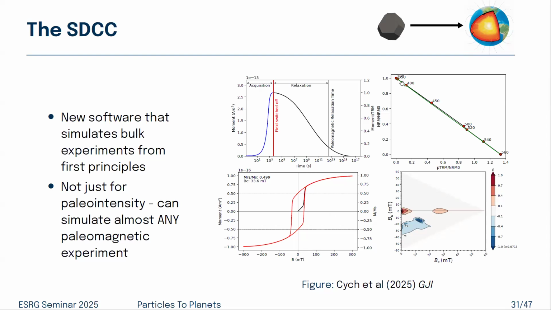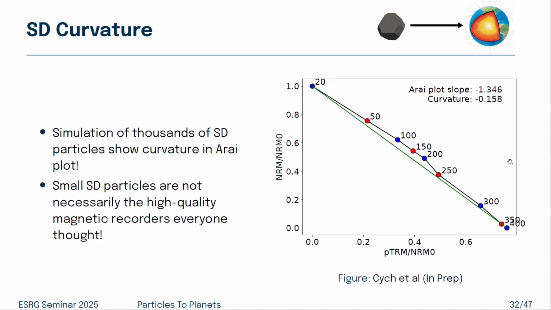And so if we simulate these things using your classical elongate magnetites, then we get all the behavior that we expect. Everything behaves well. But what if we look at things with different compositions and different shapes, those multi-axial particles, and simulate a paleointensity experiment? Do we get a straight line? No, we don't.